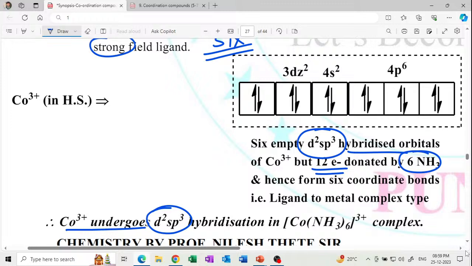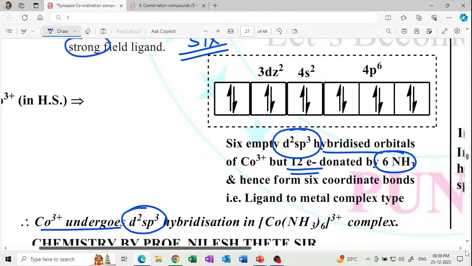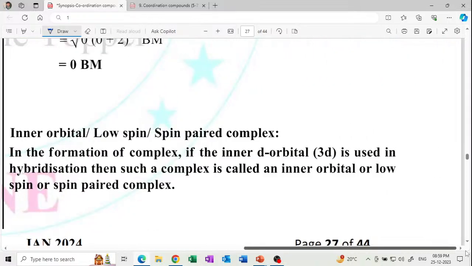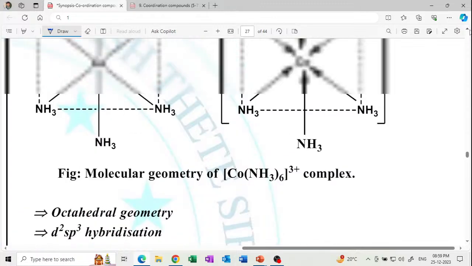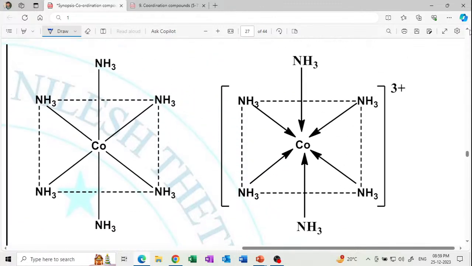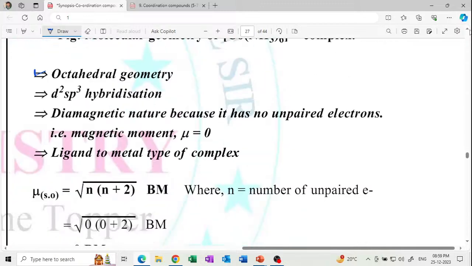What does d2 mean? It is an inner orbital complex. Get it? Inner orbital complexes. So what is the geometry? Geometry in this way: octahedral. This is octahedral. Coordination number 6, octahedral.